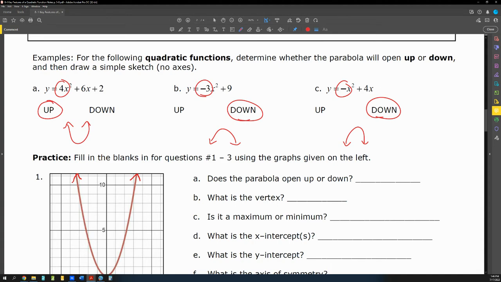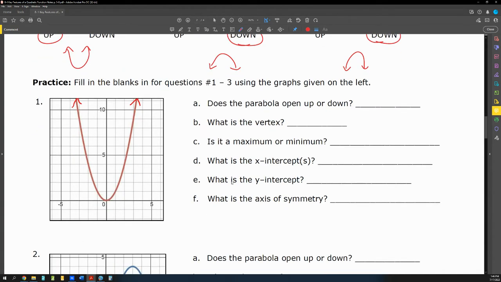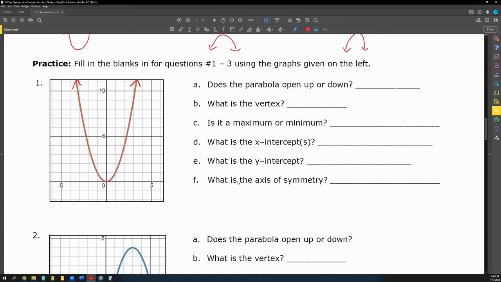Okay. Let's go ahead and take a look at the graphs to the left and fill in the blanks. For this one here, does the parabola open up or down? This one opens up. The vertex is the lowest point on the graph. The coordinates are the origin, 0, 0. This is the lowest point on the graph, so this is a minimum.